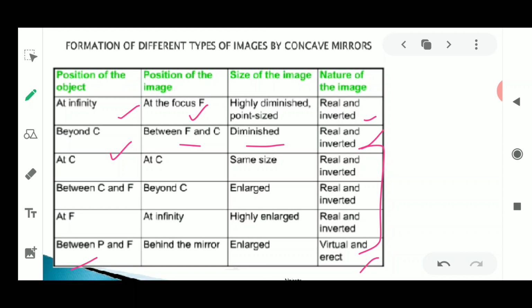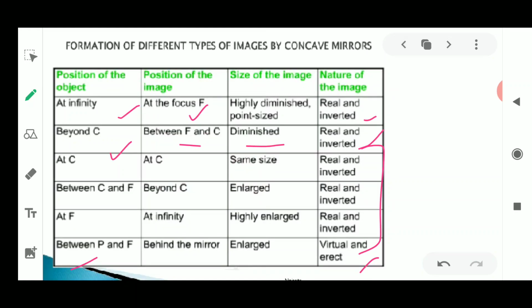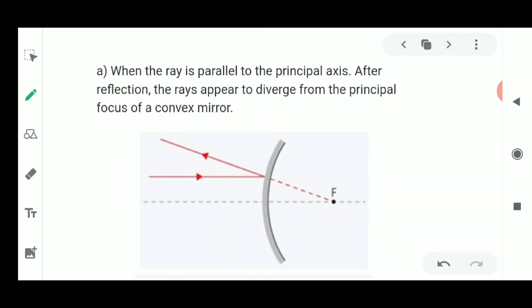Okay, so these we have discussed in detail, so it was just a revision of the image formation by the concave mirror. Now today's topic will be the rules which are going to help you draw the ray diagrams of the image formation of the convex mirror.